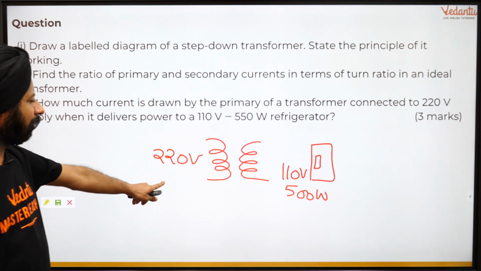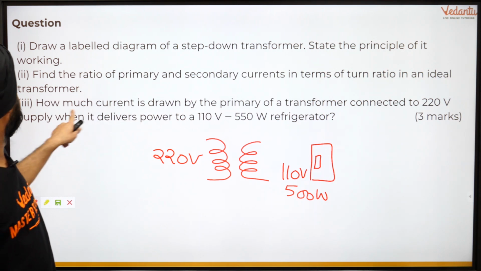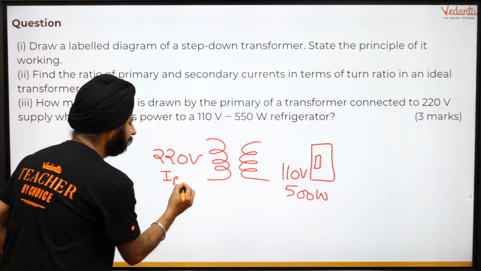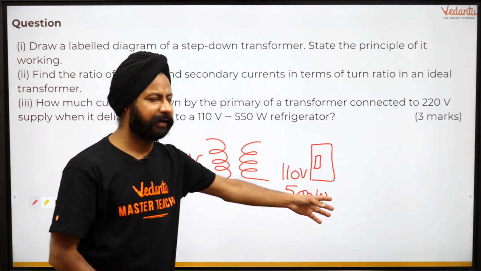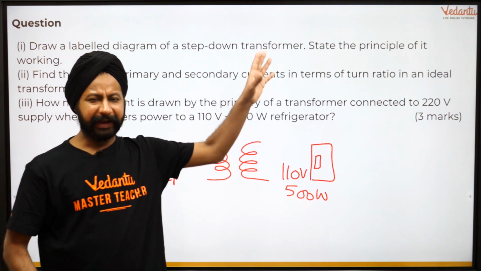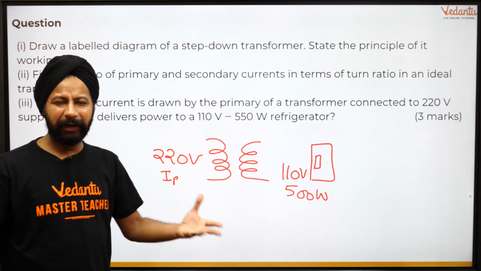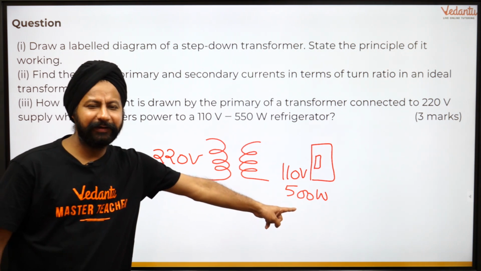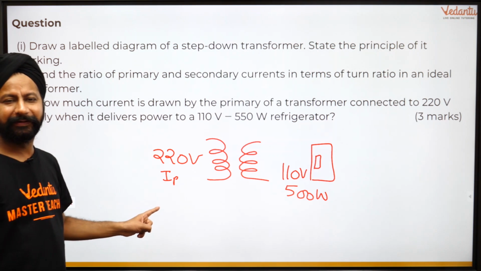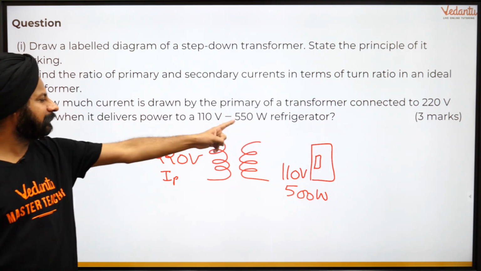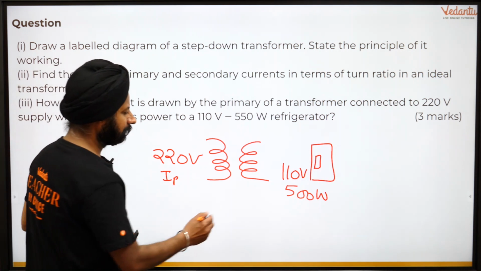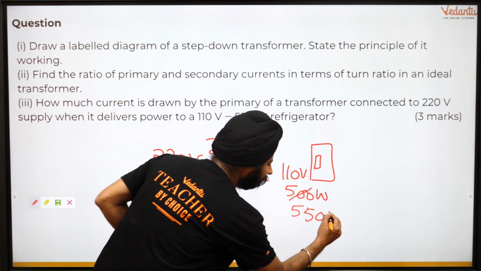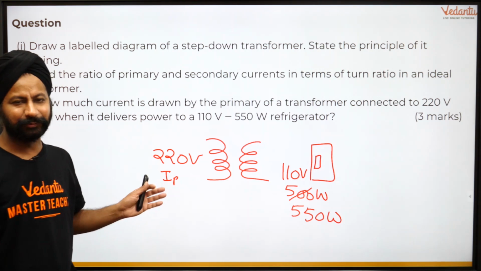They are asking how much is the current here. So, how much current is drawn by the primary? The goal is how much current here. There are multiple ways you can do that. You can find the current here, then use that relation NS by NP and all that. But why do that? It's much simpler than that. It's much more simpler. 500 watts here, 500 watts here. 100% efficient machine. They have not said it. I think it was 550 watts. So I'll modify that. So that is actually 550 watts, and that's actually good because it is going to be divisible by this 220.